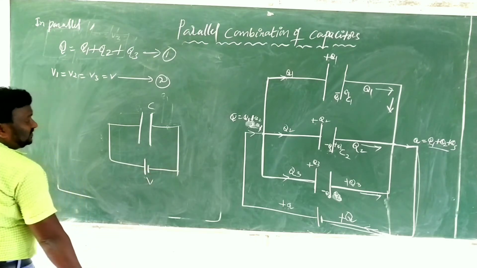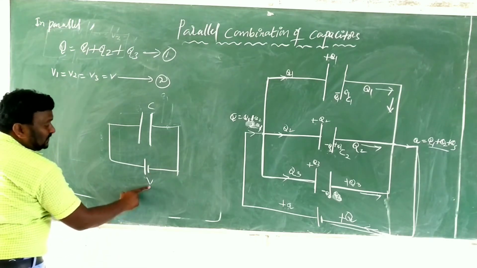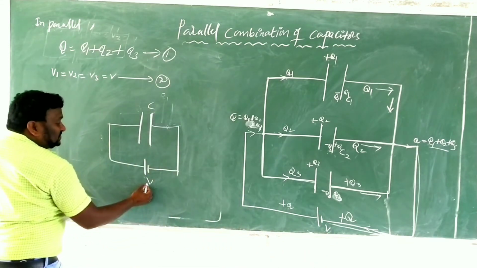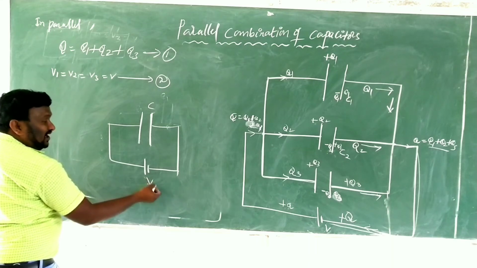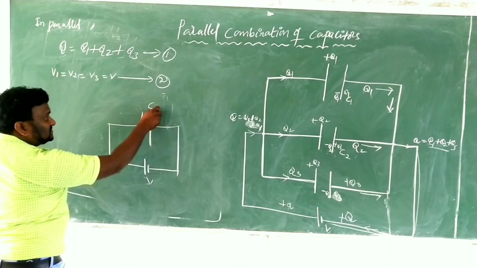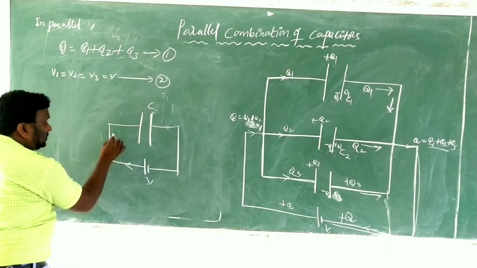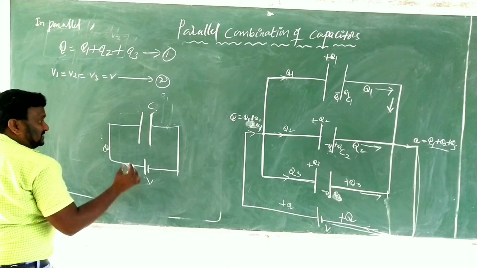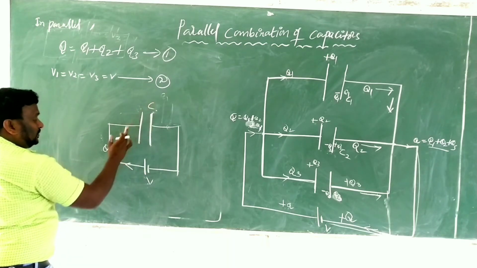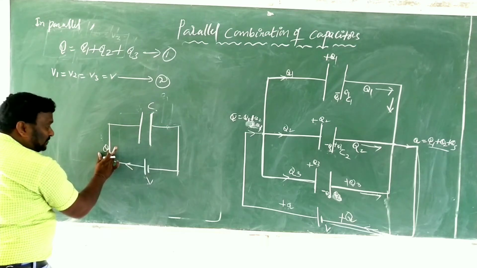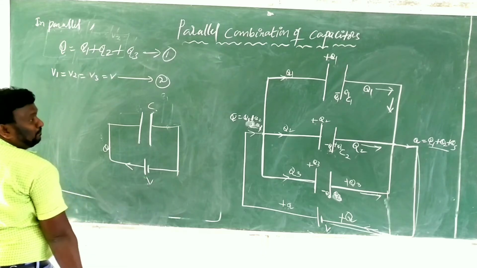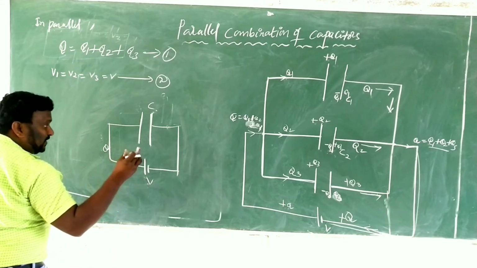And now what is the potential here? V. The applied potential is nothing but the equivalent potential or resultant potential, and C is the equivalent capacitance. And what is the charge supplied? Q. So here C is the equivalent capacitance, Q is the amount of charge supplied, and V is the amount of potential applied. That should be nothing but the equivalent potential.